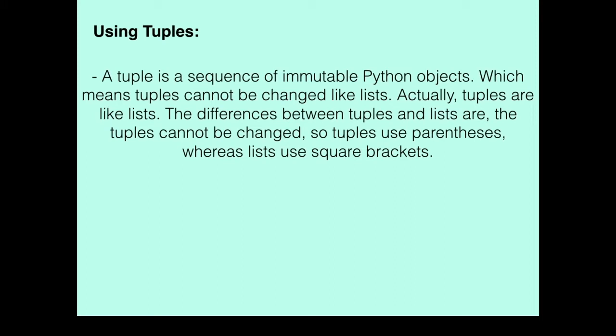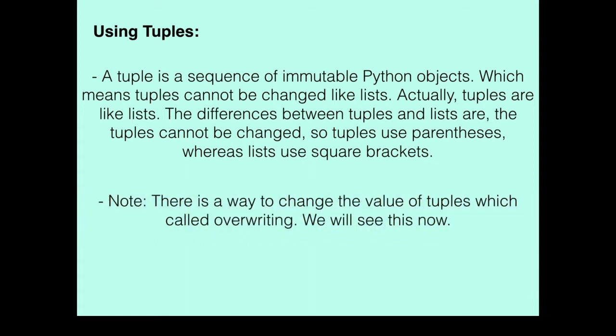A tuple is a sequence of immutable Python objects, which means tuples cannot be changed like lists. Actually, tuples are like lists. The differences between tuples and lists are that tuples cannot be changed, and tuples use parentheses, whereas lists use square brackets. Note, there is a way to change the value of tuples, which is called overriding. We will see this now. Let's see how.